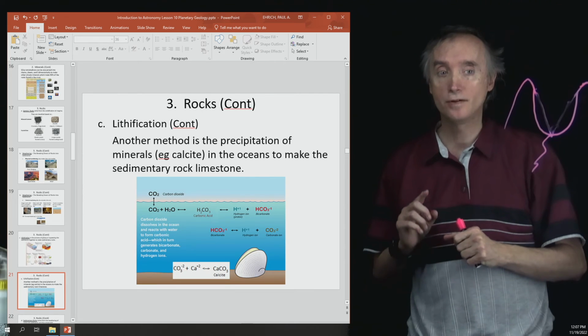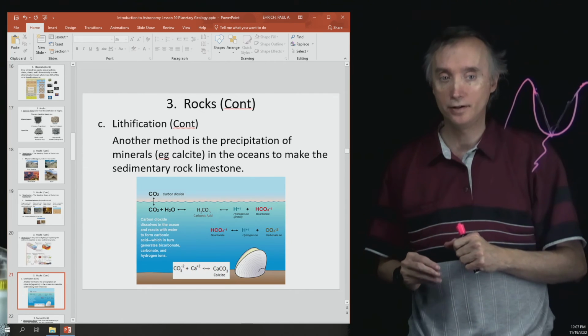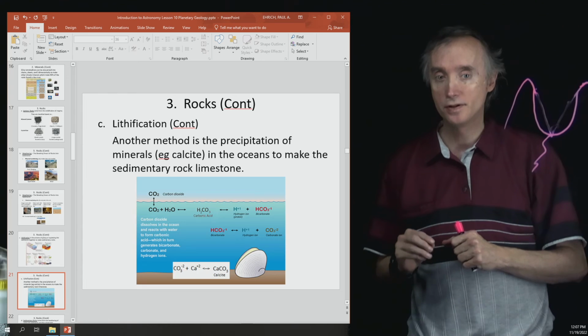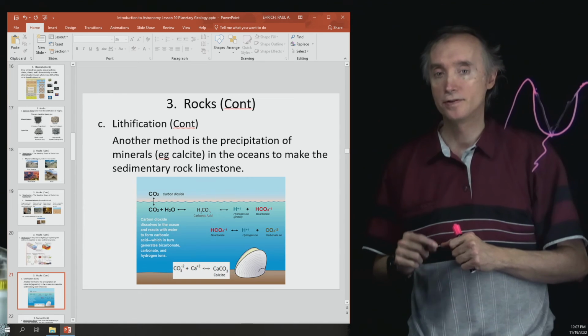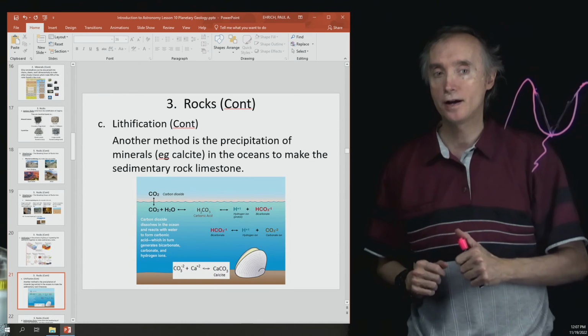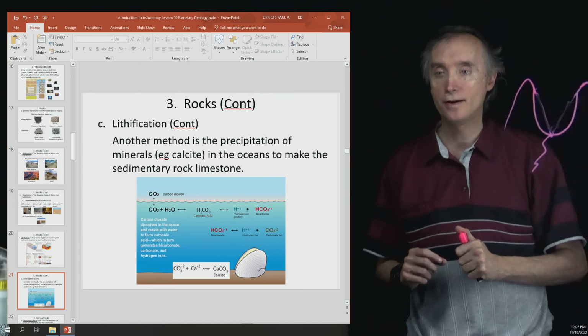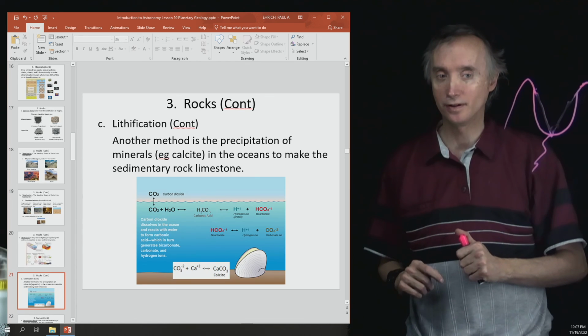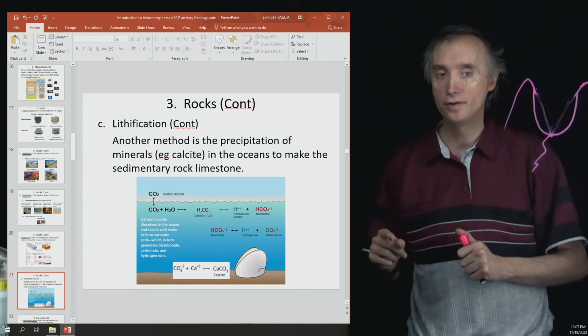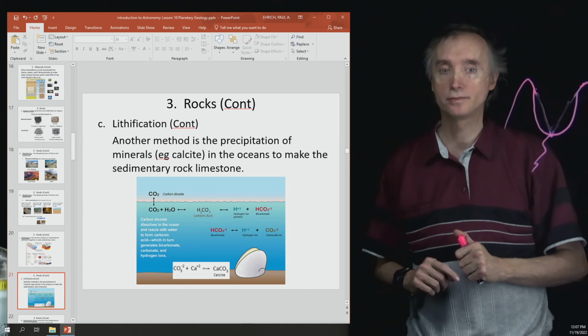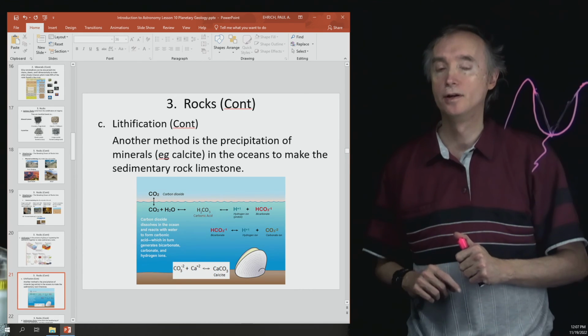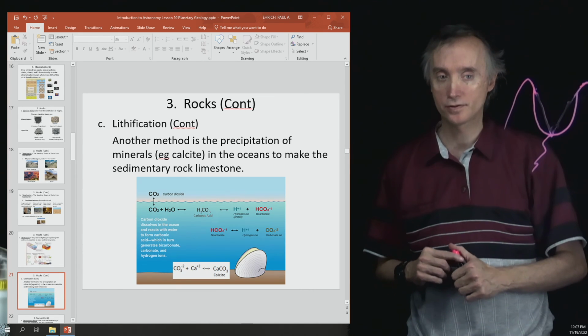This is going to be very, very important, because this is a mechanism that is going to remove carbon dioxide from the atmosphere. And we're going to find out that with Venus, something drastically went wrong with this particular process, and that's going to explain the climate on Venus. Okay, so that was a spoiler alert.